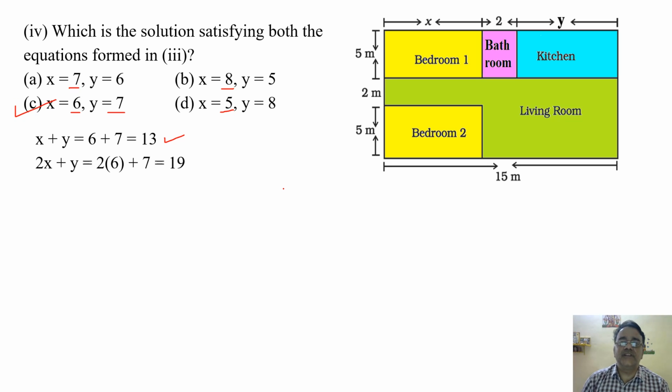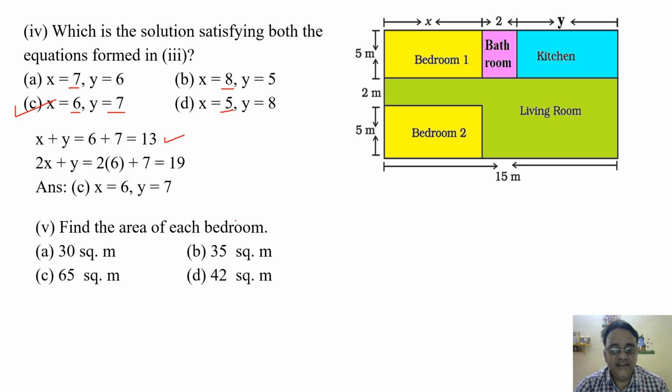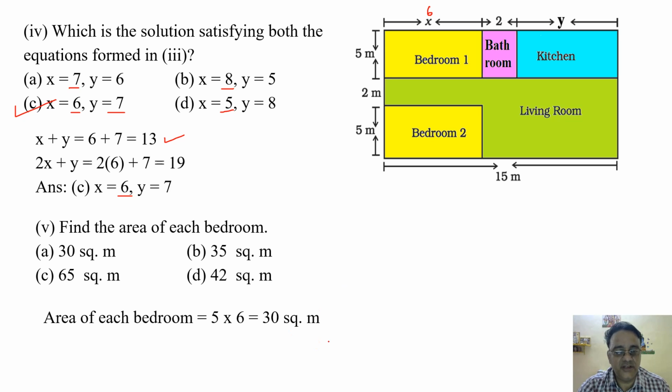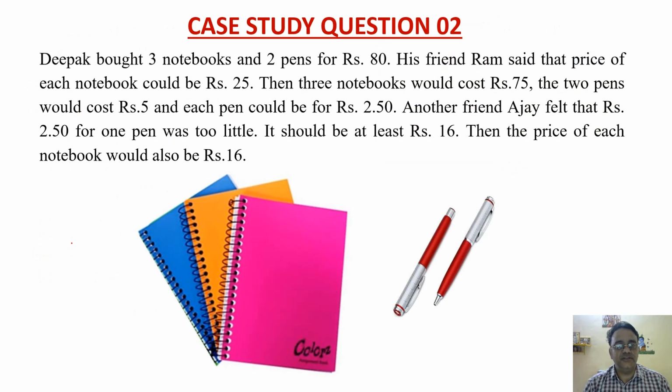Now we are moving toward the last question. Find the area of each bedroom. एरिया ऑफ ईच बेडरूम में देखो x का वैल्यू हम लोग को मिल चुका है 6. So area of bedroom will be equals to 5x and the value of x is 6. So 5 into 6 is 30 square meter, and the correct option is option A. Right. So now we are moving toward the next case study question.